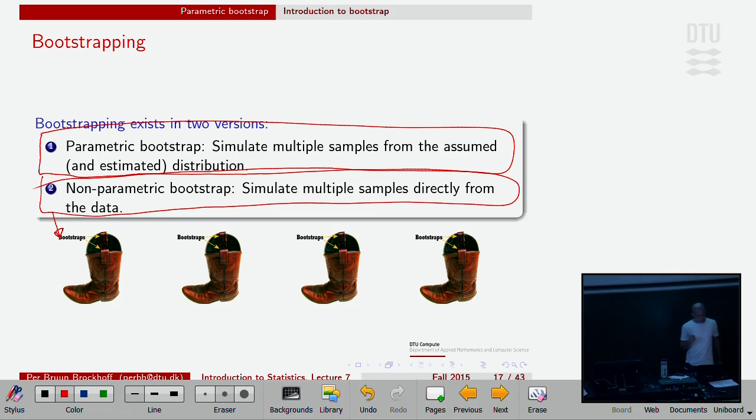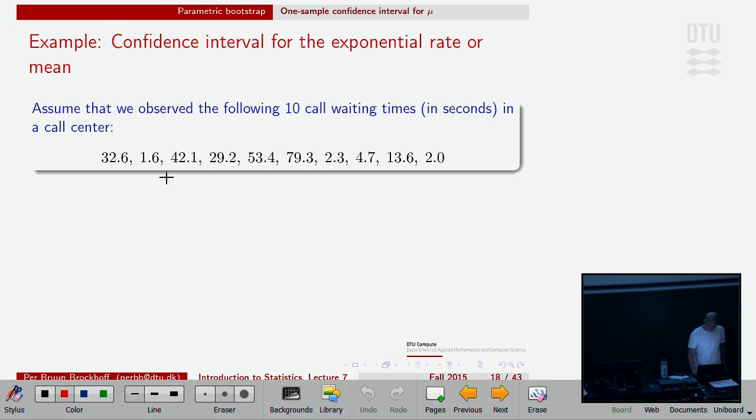We'll get to the non-parametric. We start with the parametric. By parametric, the name means that we still assume some distribution. It could be the normal distribution. It could also be other distributions. We just have to use a distribution, and then we can do statistics based on that distribution by simulation. Let's try it.